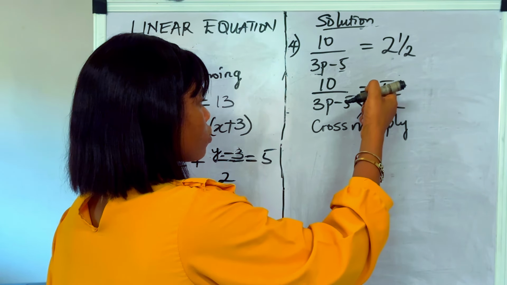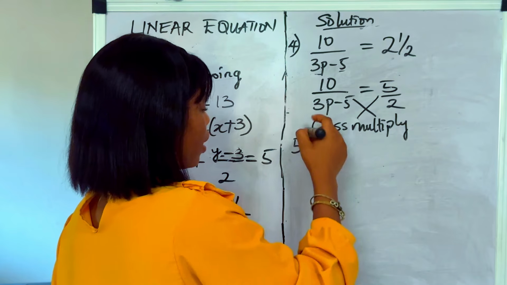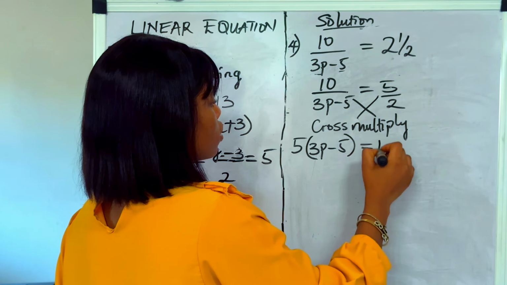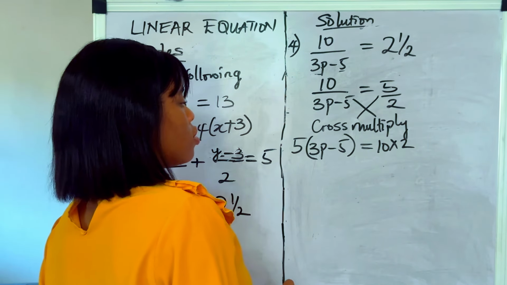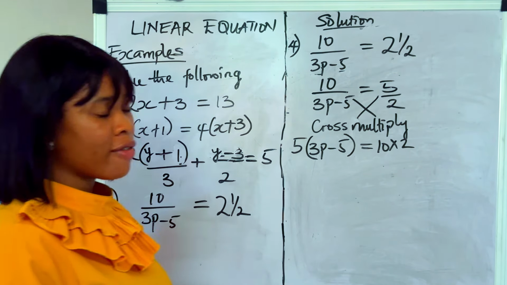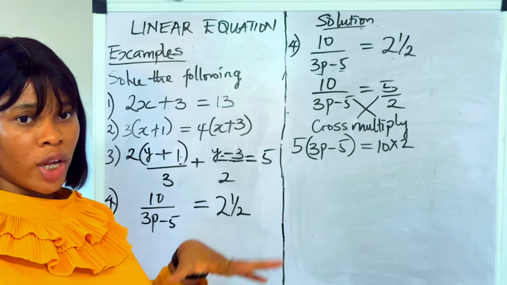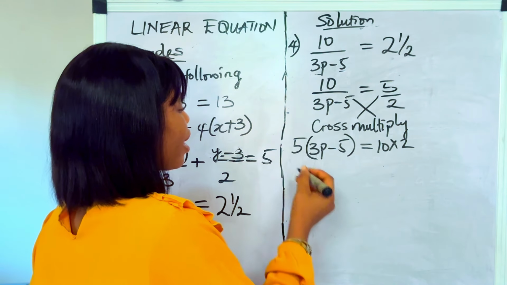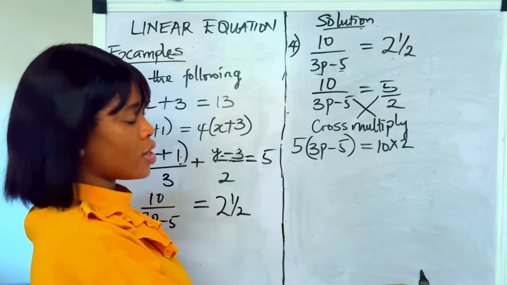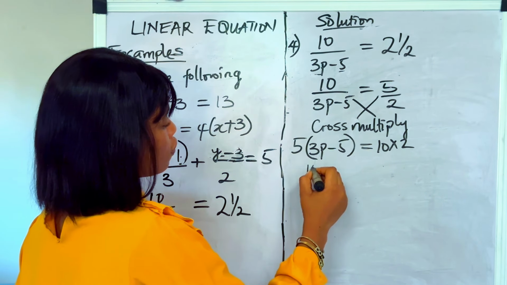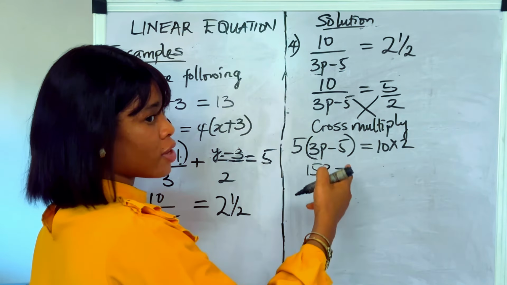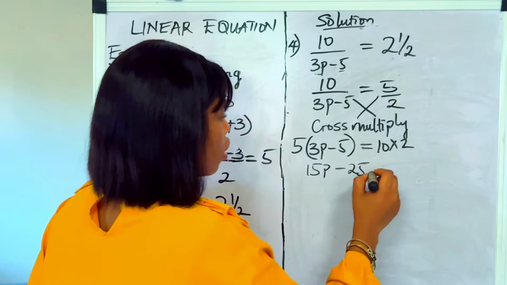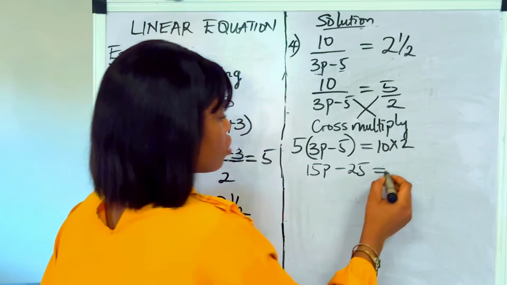So we have 5 into brackets 3p minus 5 equals 10 times 2. Now you see that we are having an equation involving brackets, so we have to clear the brackets. Clearing the brackets, we use 5 to multiply everything inside the bracket. So we have 5 times 3p gives us 15p minus 5 times 5 gives us 25 equals 10 times 2 gives us 20.